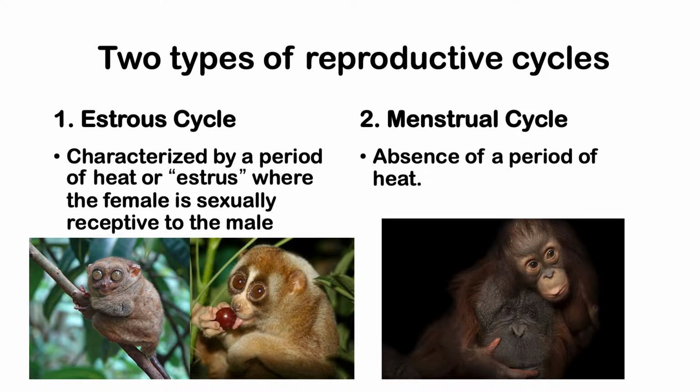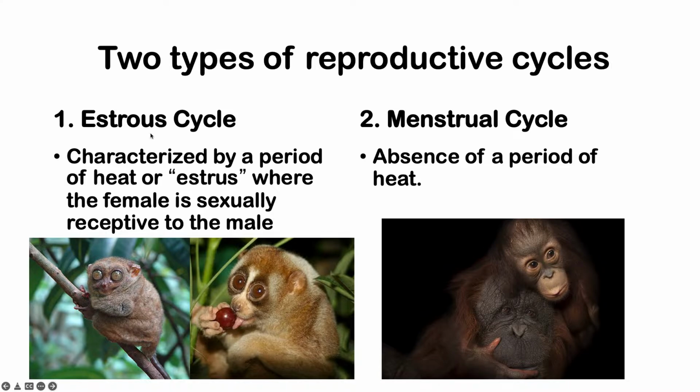So now we go into the reproductive cycles. In this one, you are presented with the Estrous Cycle and the Menstrual Cycle. The Estrous Cycle is characterized by a period of heat or estrus where the female is sexually receptive to the male. So there is only a stage in the lifetime of that specific female where it is receptive to the male.